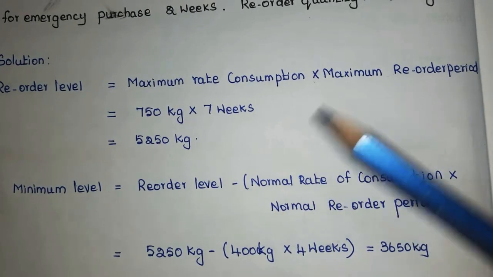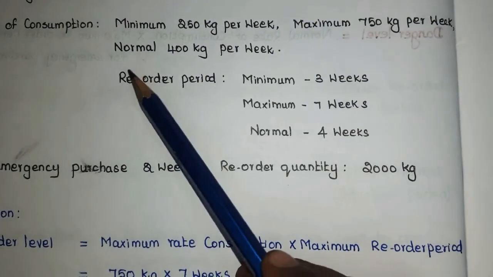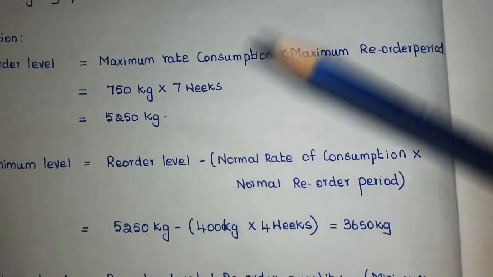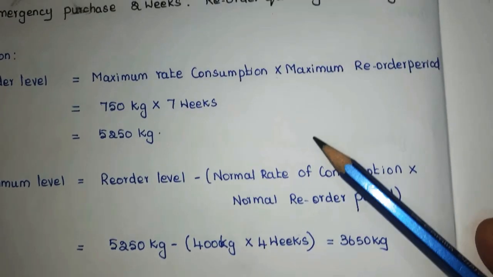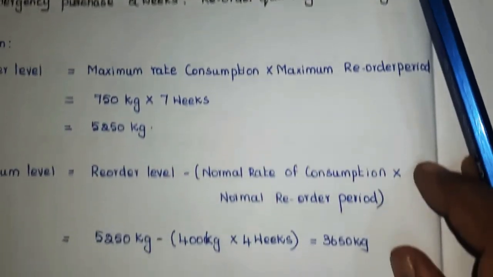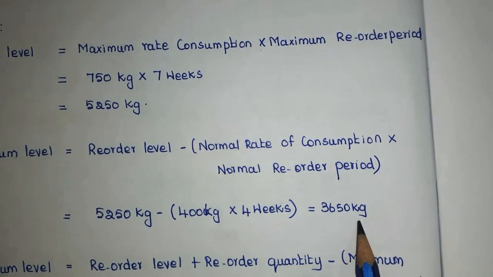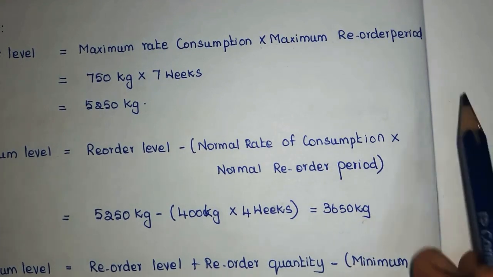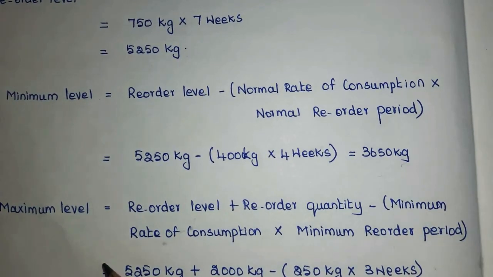The normal rate of consumption has been given in the question as normal 400 kg per week. The same can be substituted into normal reorder period. The normal reorder period is 4 weeks, and that can be substituted in the same formula, giving 3650 kg. So this is the minimum level for this information.